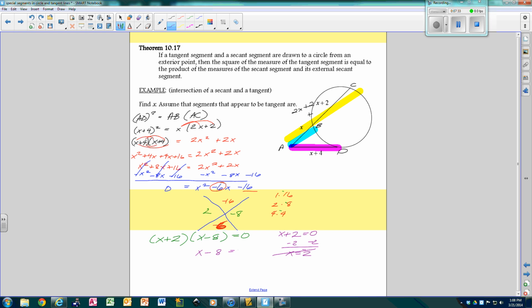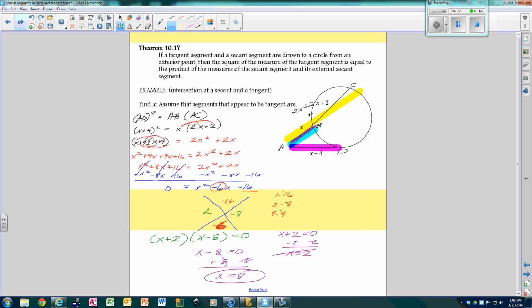x minus 8 is 0. Add 8 to both sides. Cancels out here. x is 8. So this is a length, so it has to be positive. So the answer is x is 8. Okay, so that is all you have to know for special segments.